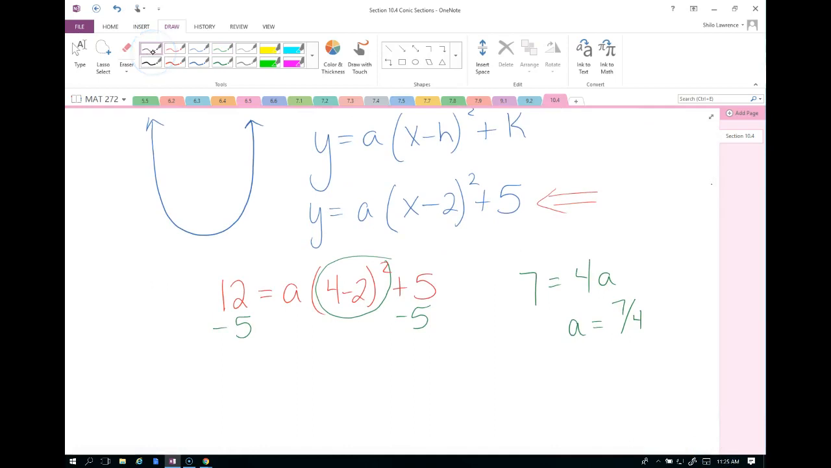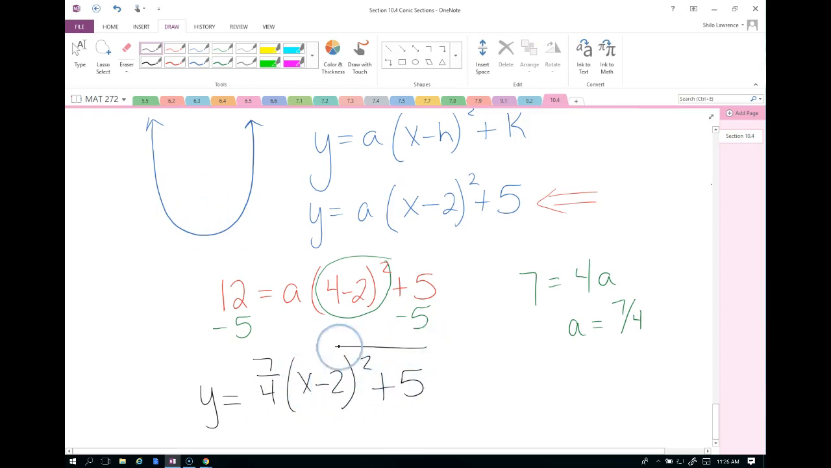So the only way that this parabola could possibly have a vertex at (2, 5) and pass through the point (4, 12) is if a is 7/4, which means the equation for this parabola must be y equals 7/4 times (x minus 2) squared plus 5.